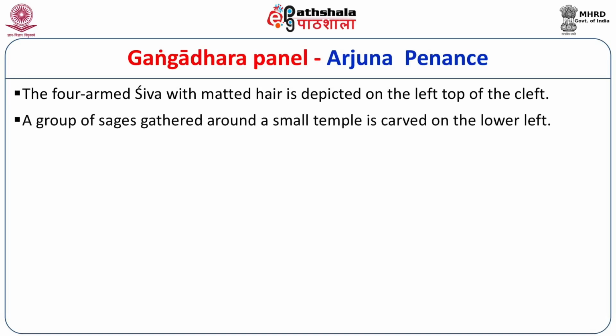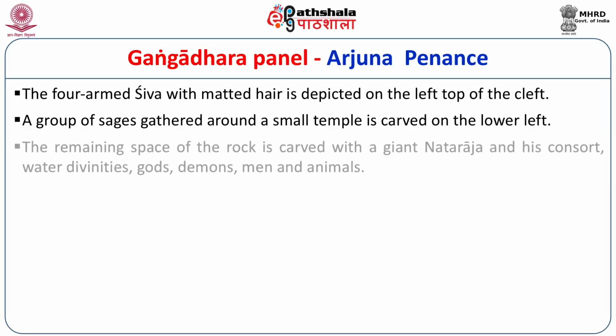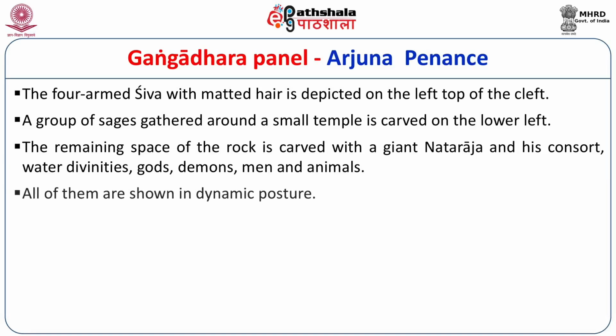A group of sages gathered around a small temple is carved on the lower left. The remaining space of the rock is carved with a giant Nataraja and his consort, water divinities, gods, demons, men, and animals. All of them are shown in a dynamic posture, that means always in a moving state.